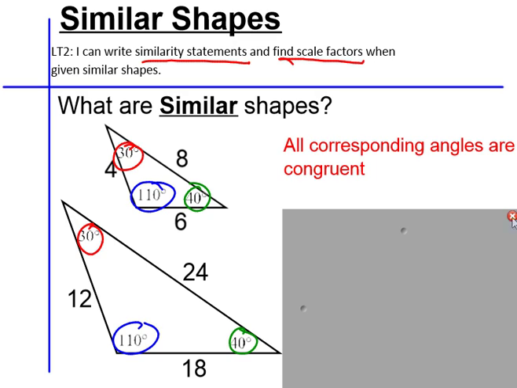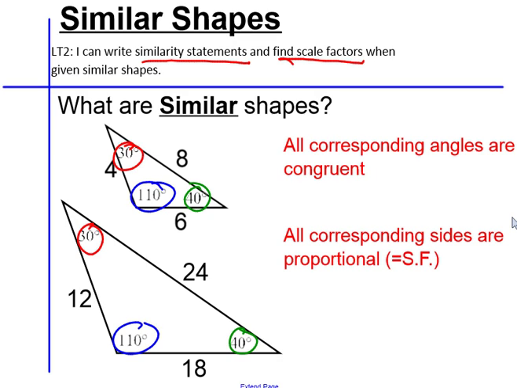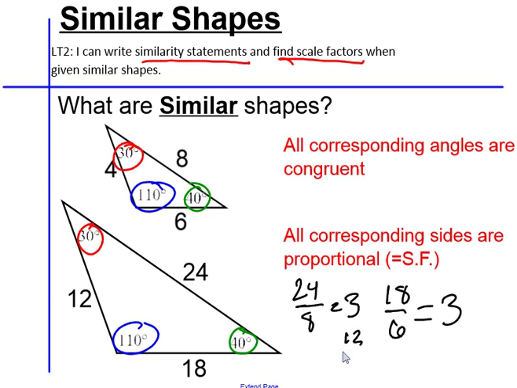But on top of that, all corresponding sides are proportional. This means that they all have the same scale factor. So if I was looking at what it takes to turn an 8 into a 24, 24 divided by 8 is equal to 3. 18 divided by 6 is also 3. And 12 divided by 4 is also 3. So the scale factor for all the corresponding sides is equal to 3.